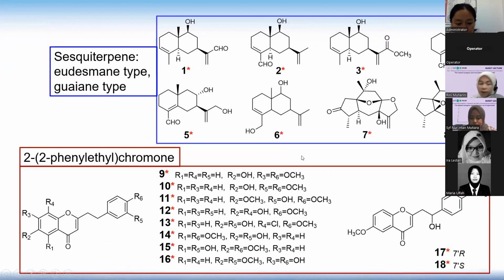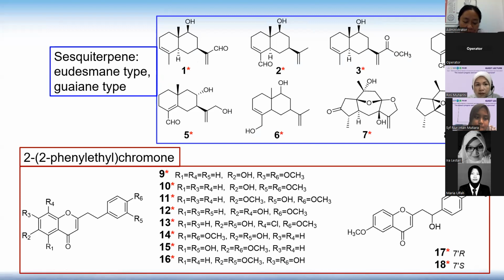And now I will list the new compounds we isolated from the sample. The first type of compound is the sesquiterpene, which consists of 15 carbons, usually from 2 isopentenyl groups. Here, this sesquiterpene also has 2 types. One is the eudesmane type, like compound 1 to 6, here one group.